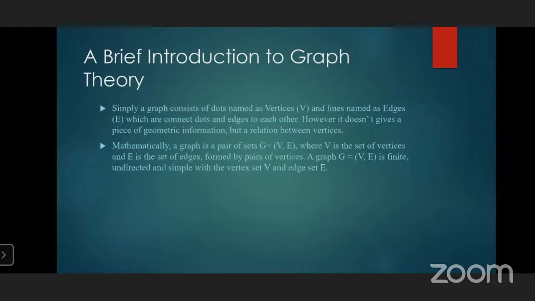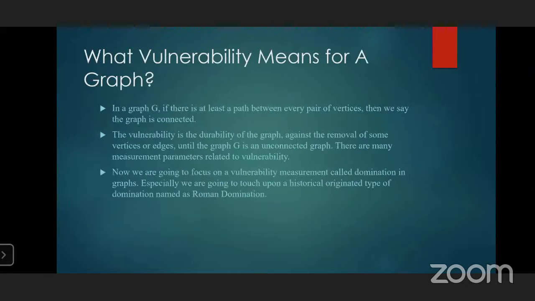Mathematically, a graph is a pair of sets G equals (V, E), where V is the set of vertices and E is the set of edges, formed by pairs of vertices. A graph G is finite, undirected, and simple with the vertex set V and edge set E. In a graph, if there is at least a path between every pair of vertices, then we say the graph is connected. But when it's not connected, we can talk about vulnerability.